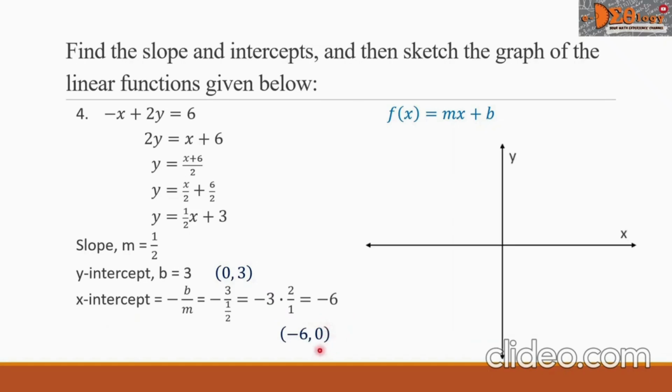Now, let us plot the 2 points. This is now the point negative 6, 0, and this is the point 0, 3. We connect these 2 points by a line. And this is now the graph of this function.